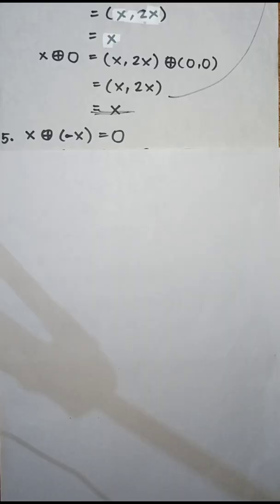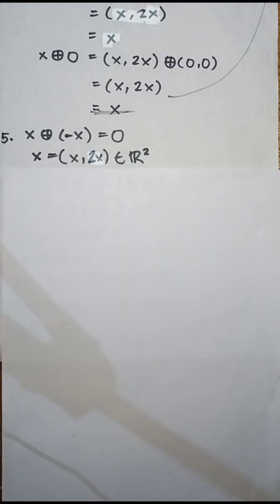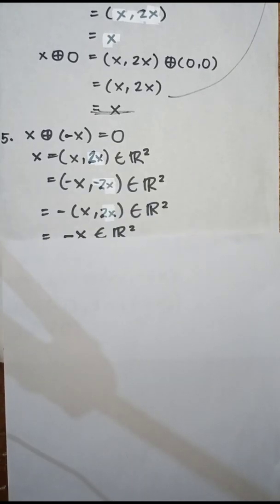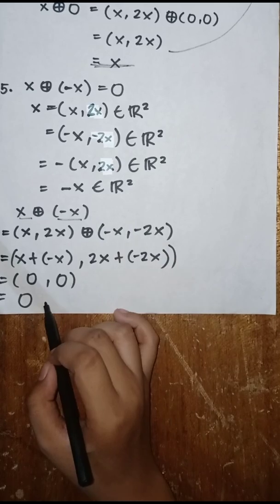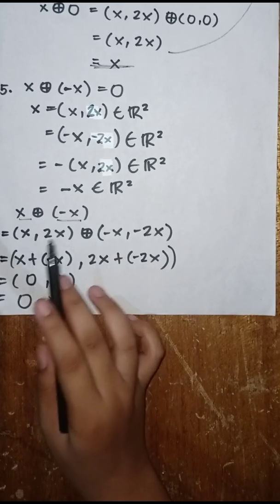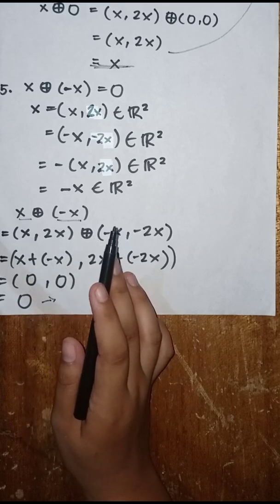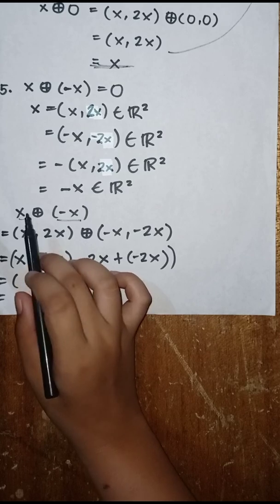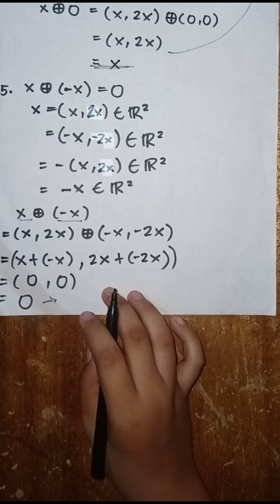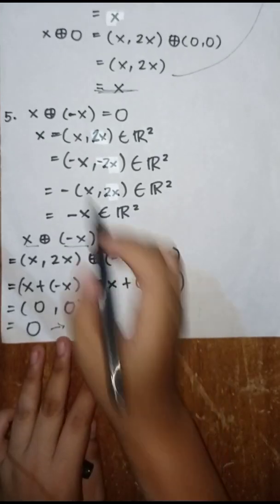In the fifth axiom, x plus negative x is equal to 0. So if our vector x is equal to the ordered pair x, 2x, which belongs in R squared, there also exists a unique element, which is the negative x, that also belongs in R squared, such that if we add the two elements or the two vectors, x and negative x, we get 0. Of course, we know that if we add the original number or variable and its inverse, then we will have a sum of 0. So the fifth axiom is satisfied.